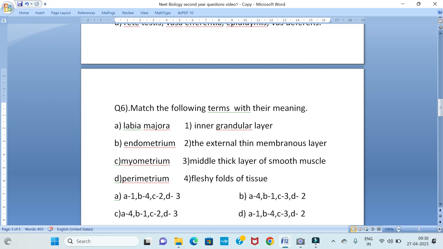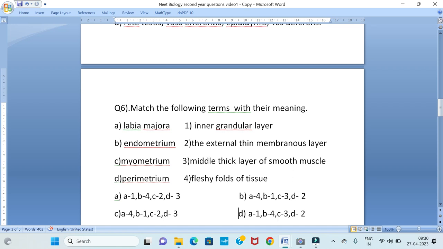The uterus has three layers: endometrium, myometrium, perimetrium. Endometrium is the inner glandular layer. Myometrium: M means middle, the middle thick layer of smooth muscle. Automatically, perimetrium is the outer layer, the external thin membranous layer. So the external layer is thin and the middle layer is thick.